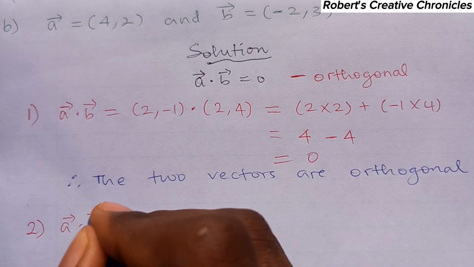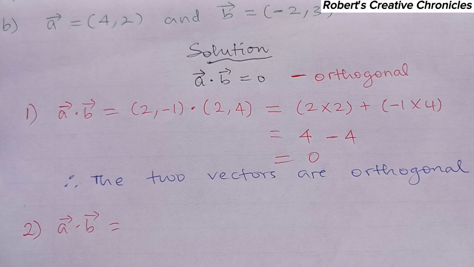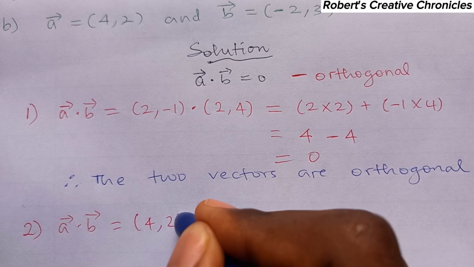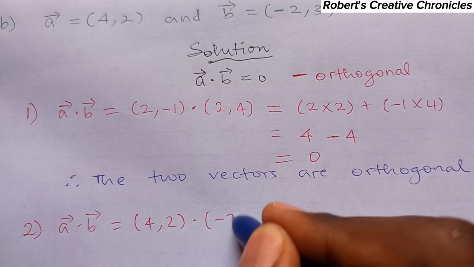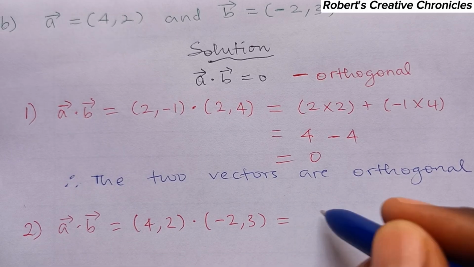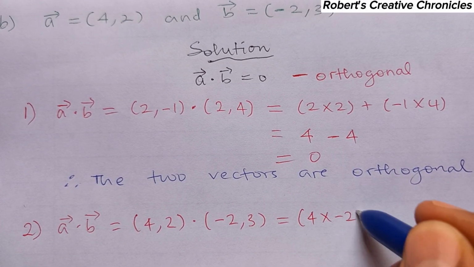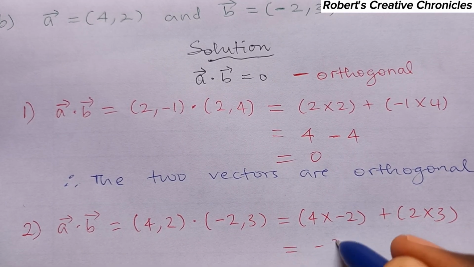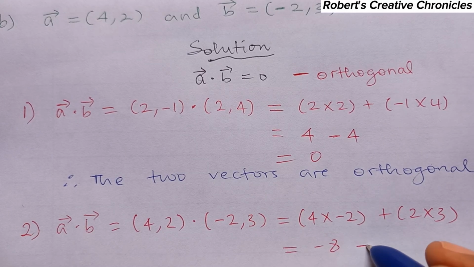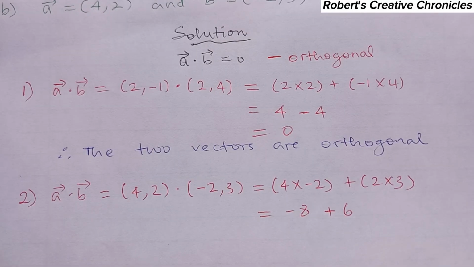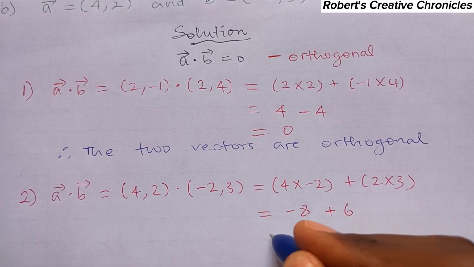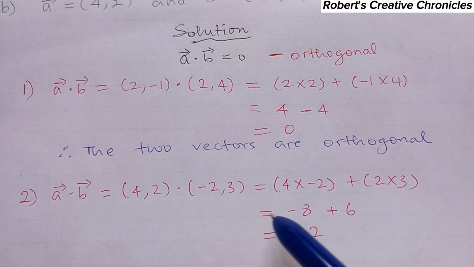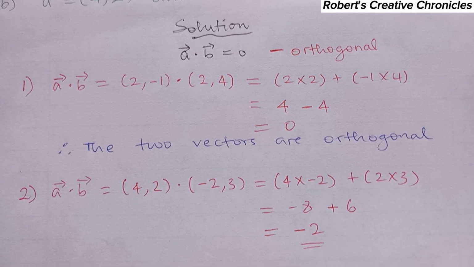The dot product. This is (4, 2) and (-2, 3). So this is 4 times -2 plus 2 times 3. This is -8 plus 6, which is equal to -2. So in this one, the dot product is not 0 but -2.